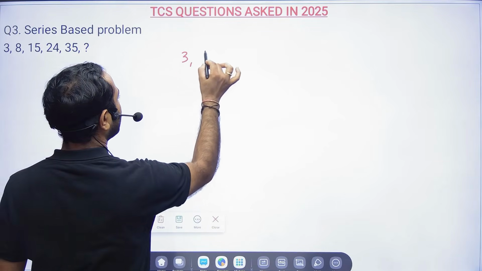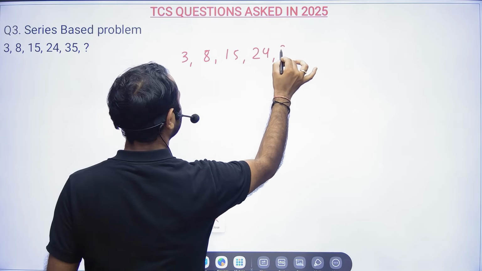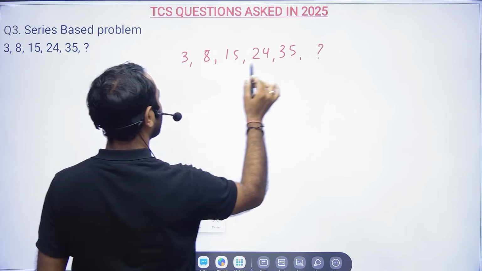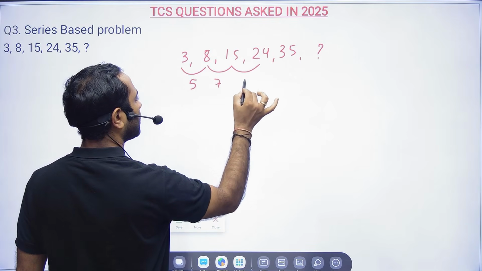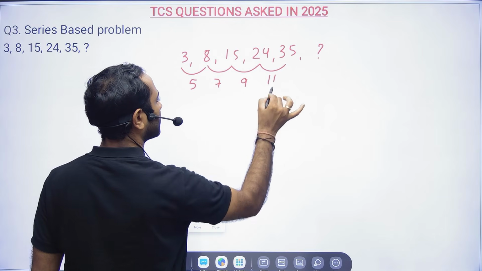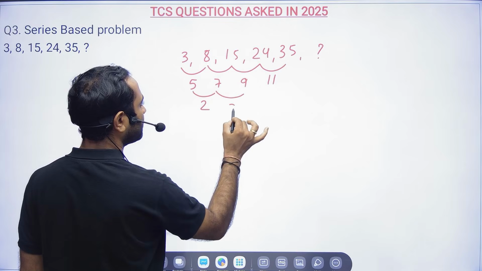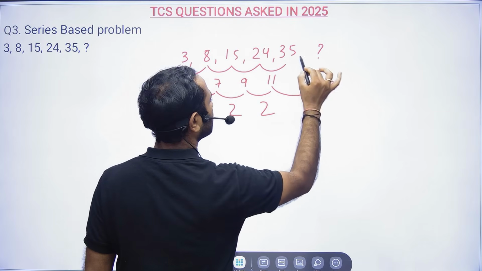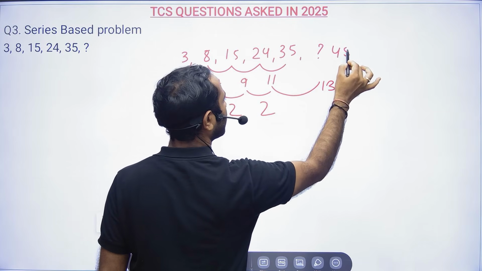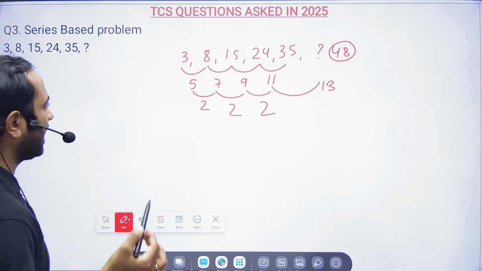Series based problem. You have 3, 8, 15, 24, 35, and then what? Here the differences are 5, 7, 9, 11. The difference is increasing by 2 each time, so the next difference could be 13. So 35 plus 13 will be 48. So the next number was 48, with differences 5, 7, 9, 11, 13.